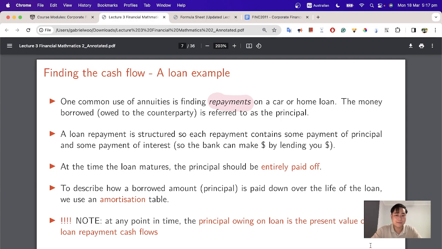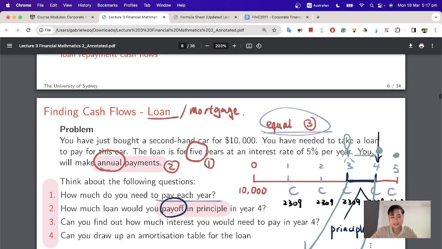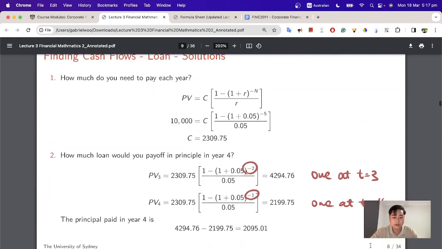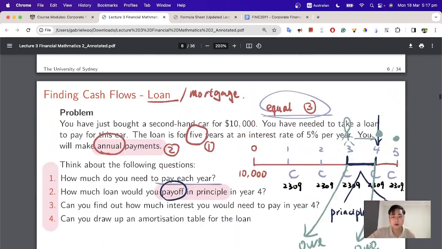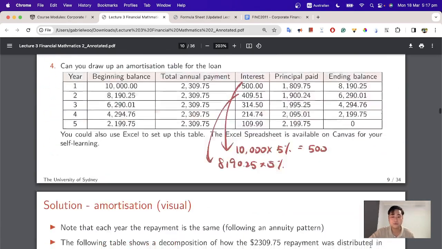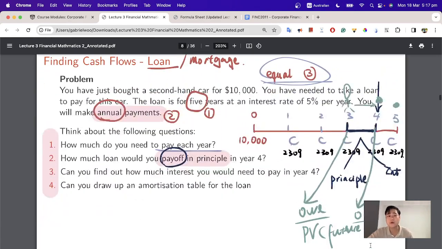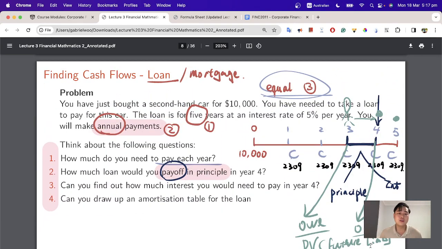Okay. Finding cash flows. Here's a loan example. So once again, we have 4 and we're looking for the 5th. All right, this is a good example. A mortgage and a loan. I think this would be interesting because there's also principal and interest payments. So you have just bought a second-hand car for 10K. You have needed to take a loan to pay for this car. The loan is for 5 years and the interest rate is 5% per year. You will make annual payments. So how much do you need to pay each year?